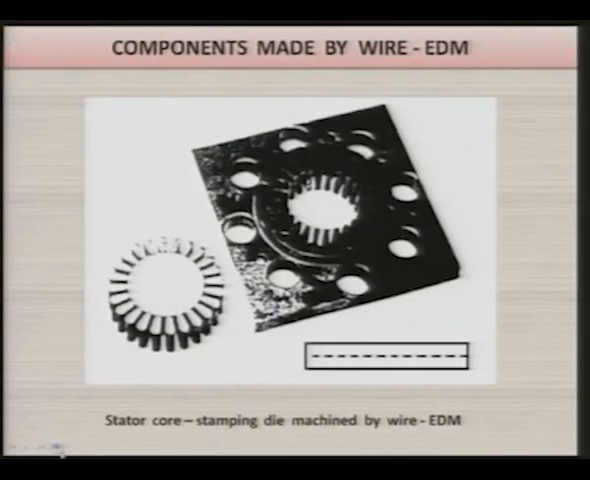As you can see here, a stator core stamping die machined by wire EDM. Here is the male component, here is the female component. This has been taken out from here. Both these components after assembling you can use as a sub assembly or assembly. Now, the difference in the dimensions of this and this will depend upon the thickness of the wire that has been used to cut it, and it is slightly larger than the thickness of the wire.